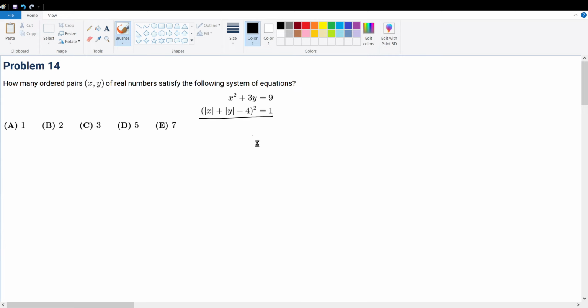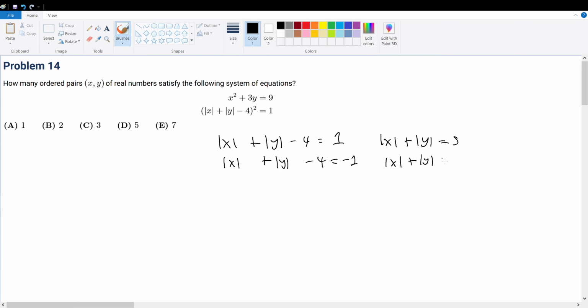Well, take the square root on both sides. So you get absolute value of x plus absolute value of y minus 4 is equal to 1, or absolute value of x plus absolute value of y minus 4 is equal to negative 1. Simplify. |x| plus |y| is 5. |x| plus |y| is equal to 3. So now, how do you graph this?